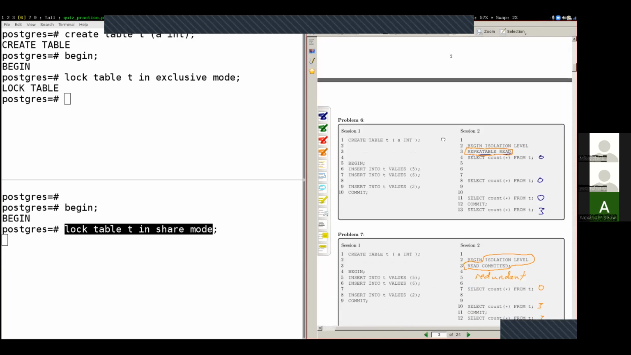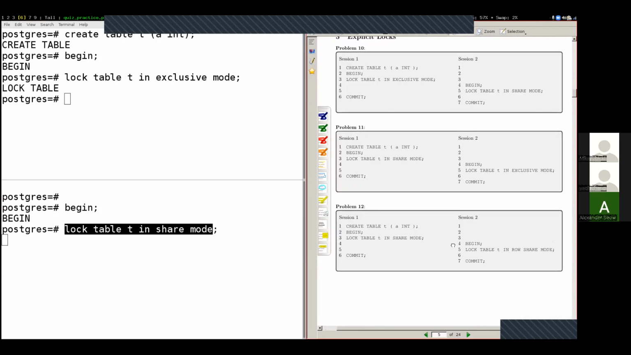So coming back down, we're on problem 10 right here. It was this command 5 right here that blocked. So circling the line number or circling the command, or just somehow making it clear that this is the thing that blocked is what you should do. This command is blocking because we do not immediately get control back to psql. We will get control back on line 5 when this lock on table T from session 1 is released.